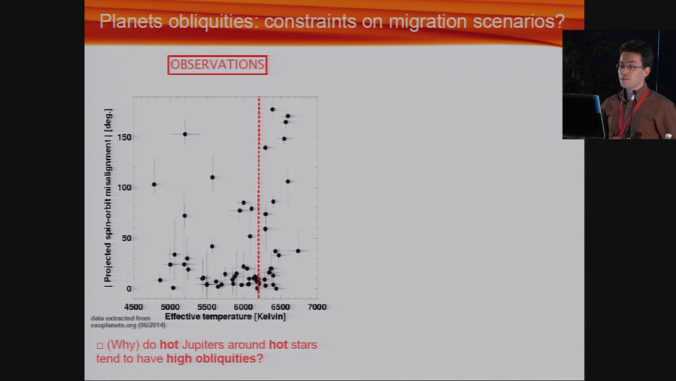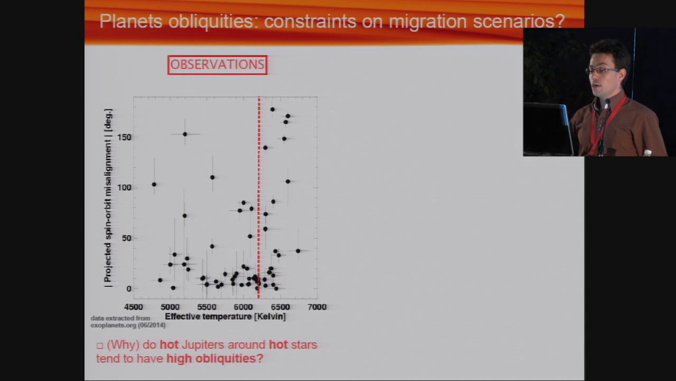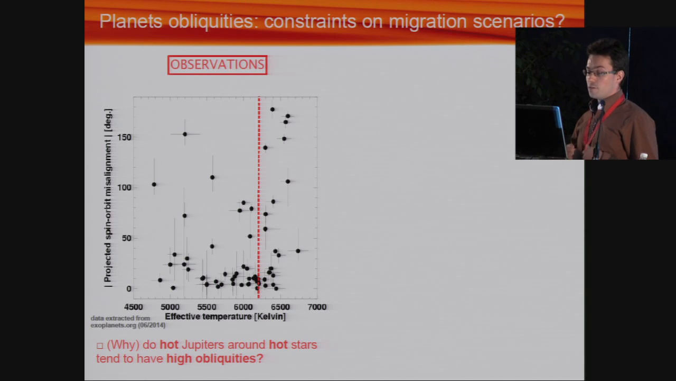As can be seen, there is some observational trend that hot Jupiters around hot stars tend to have higher obliquities. And these observations have had considerable impact for models of planetary evolution, since they have highlighted that dynamical processes that can lead to high planet obliquities or planet inclinations can actually be quite common in shaping planetary systems. So what have we learned from that?